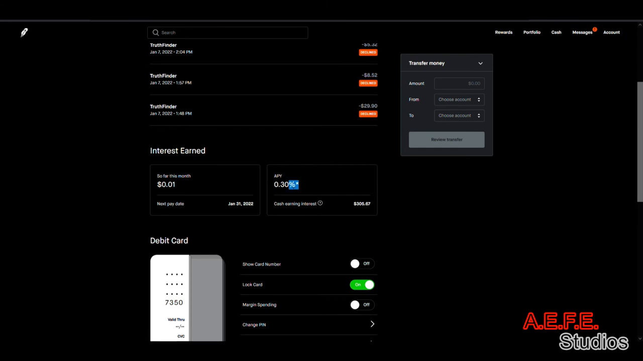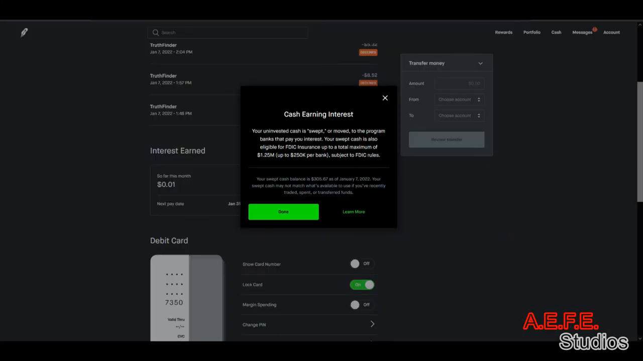So this is how much percent Robinhood pays you every month. I'm going to make another video about this, going into depth about MO Finance and Robinhood. Robinhood pays you APY every month, or interest on the cash you have sitting there. You don't have to buy any stocks, it's totally free. They pay you 30%. So I'm getting 30% on $356. And see, your uninvested cash is swept or moved to the program banks that pay you interest. Your swept cash is also eligible to be insured up to a total maximum of $1.25 million, up to $250K per bank. So Robinhood will insure you that much of your cash.